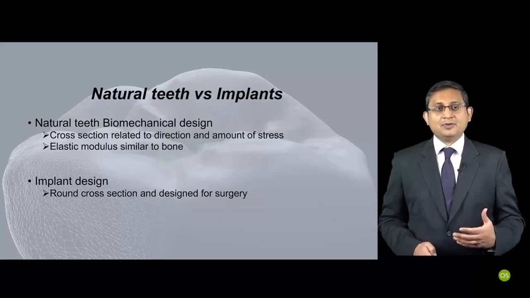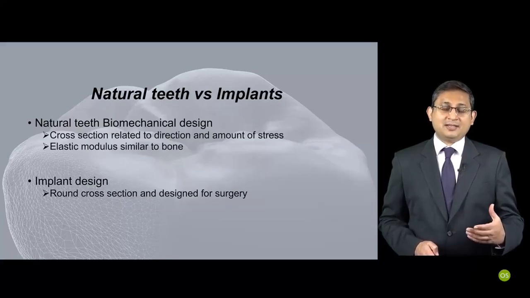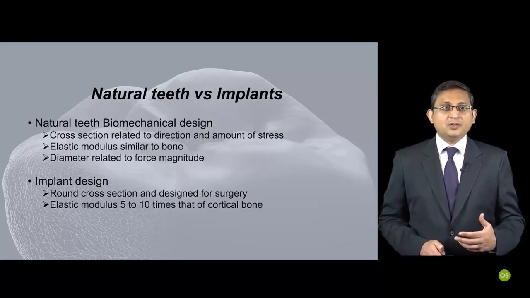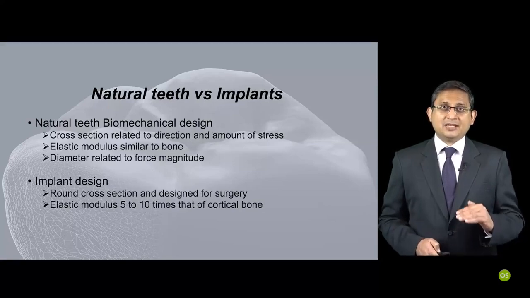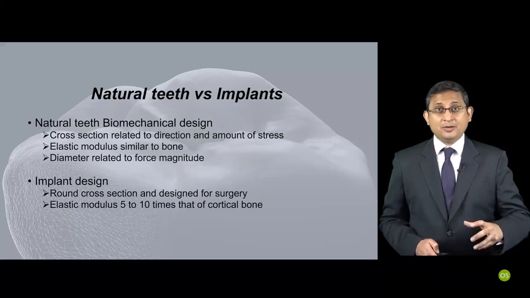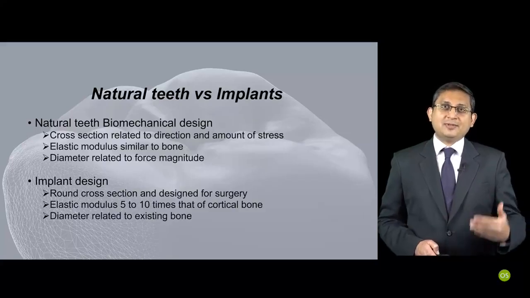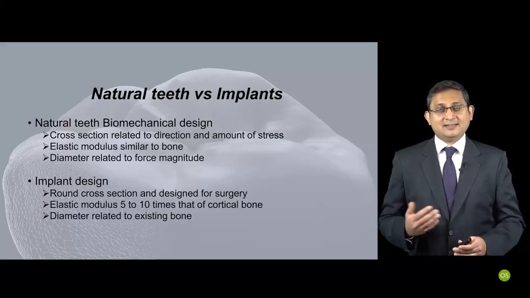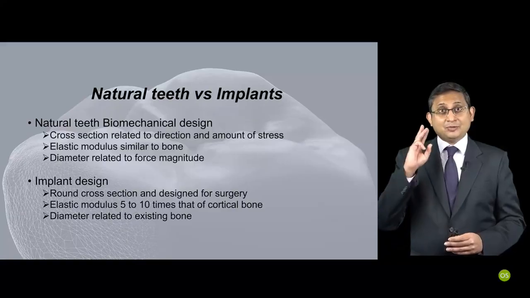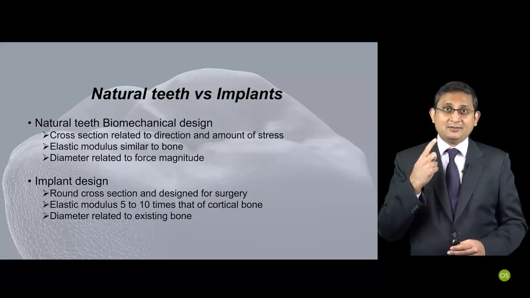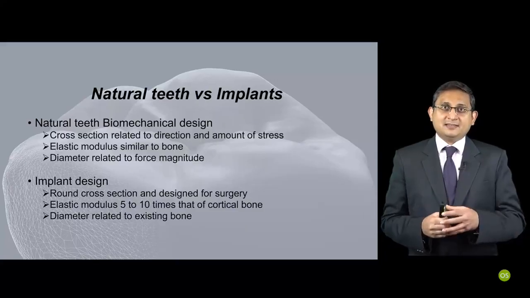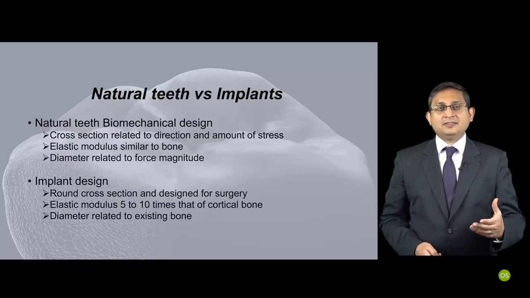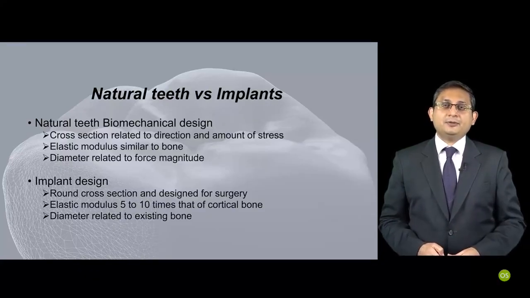If you look at the elastic modulus, it's very similar when it comes to natural teeth and the root, whereas implants is 5 to 10 times that of cortical bone. You have diameter related to force magnitude, as we discussed: the diameter of the occlusal table, the number of roots, the diameter of roots. Whereas with implants, if you want to place 3 implants for a maxillary tooth to replicate the roots, it's impossible. So we're usually placing 1 implant for 1 tooth, and that means the implant is much smaller than a normal root, and the occlusal table is much wider. And the consequences of these we will discuss in further video courses.